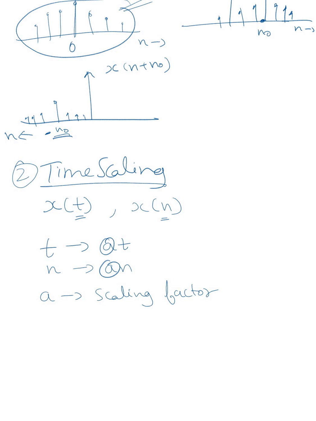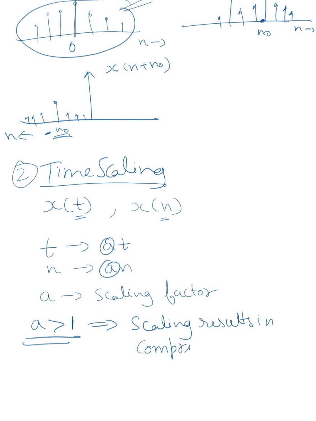So now there can be two scenarios. When a is greater than 1, the scaling results into compression or speeded up operation, we can say. When a is greater than 1, you can say that the scaling results in compression, or you can say speeded up operation.